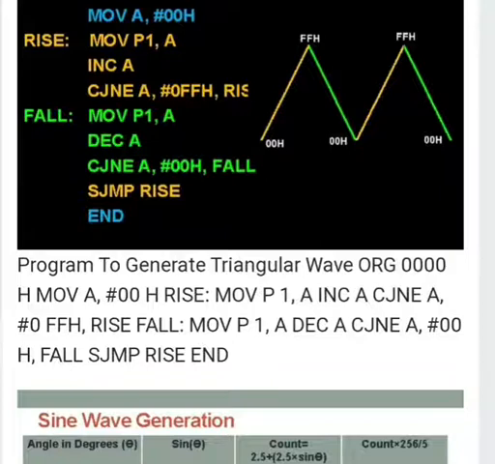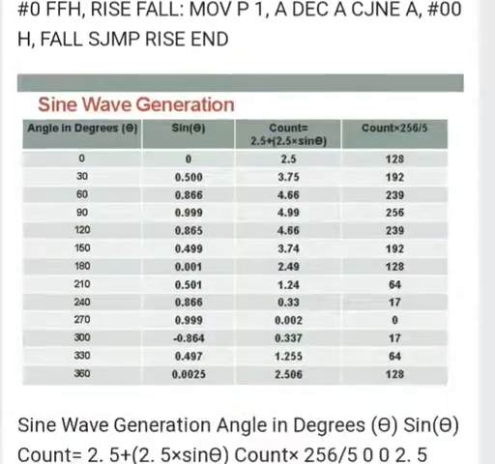So move P1 comma A. Now A has the value 00, which is given above. So increment A, then CJNE A, #0FFH, that is rise. So it will rise to FFH and reverse. Now the sine wave generation.